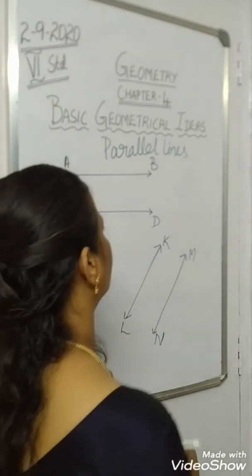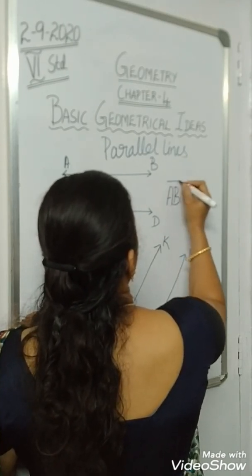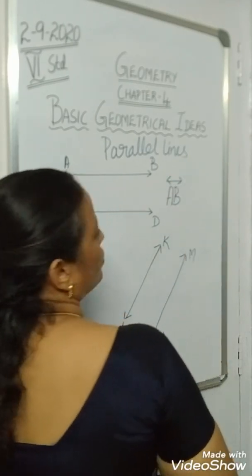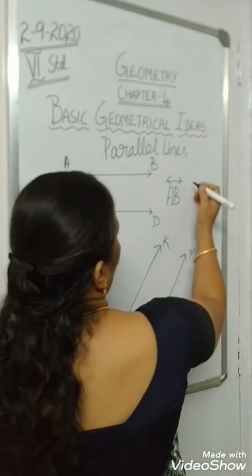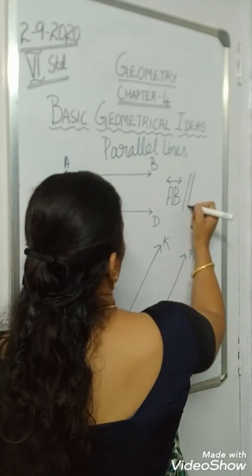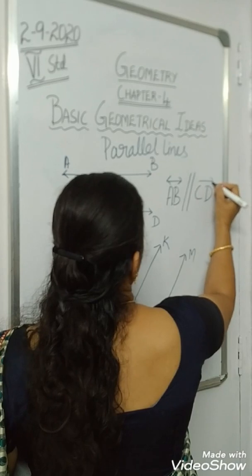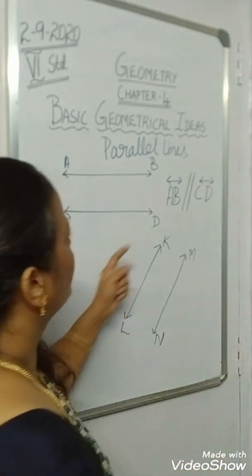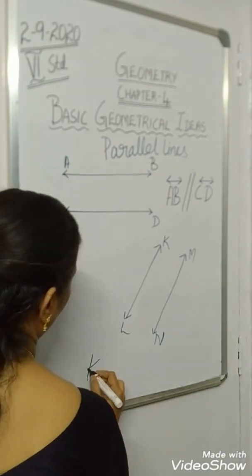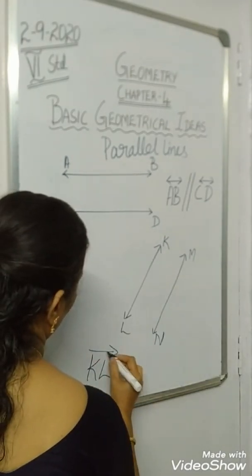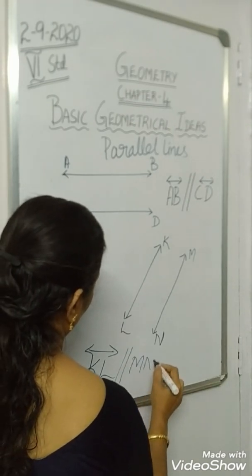How do we indicate this? Here we can write AB. To represent it, we draw a line upon that and draw two arrow marks there. This is the symbol for parallel. AB is parallel to CD. Okay? So this is the symbol for parallel. Here KL is parallel to MN.